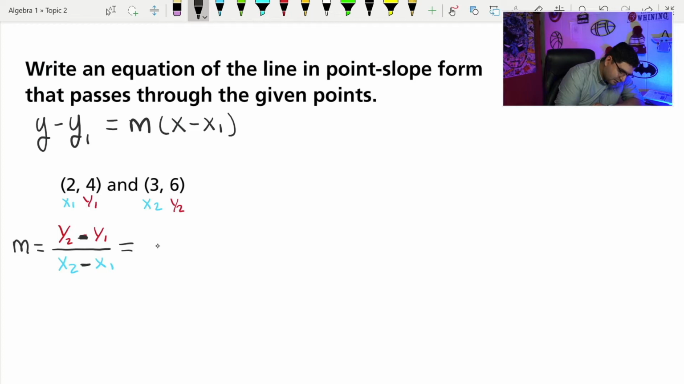So this is going to equal, on the top, y2, which is 6, minus y1, which is 4. And I found those from right there. And then on the bottom, I'm going to have x2, which is 3, minus x1, which is 2.